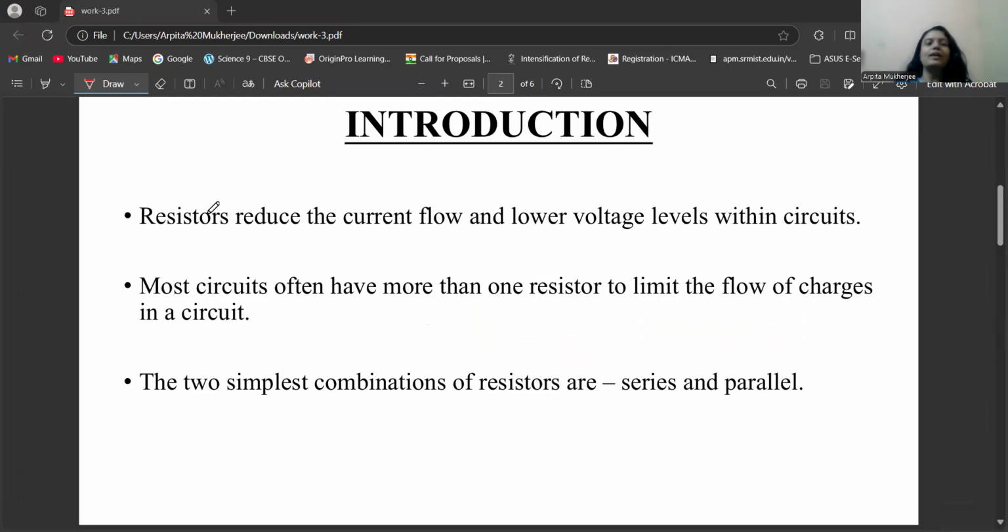So the first topic will be the introduction to resistors. Basically, what are resistors? Resistors are circuit components which can reduce the flow and lower the voltage levels within the circuit. Now you can use a single resistor or multiple resistors depending on our requirement. Whenever we are using multiple resistors, we have to use a combination of resistors. There are two simple combinations of resistors that we are going to study in this chapter. First is series and another one is parallel.